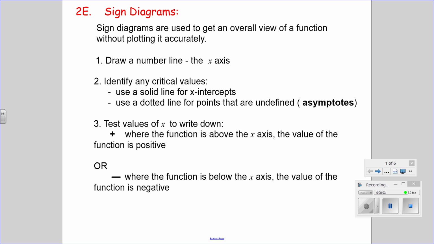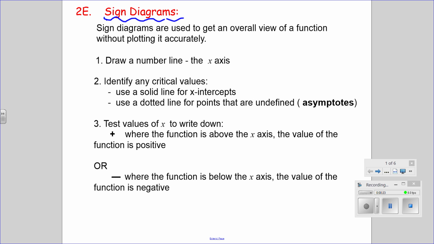All right, hello IB. We're going to go ahead and jump into sign diagrams. And we have talked a little bit about sign diagrams already. However, now we're going to get down to the nitty gritty and find out all the details that we need to accurately draw a sign diagram and figure out what it actually tells us about our graph.